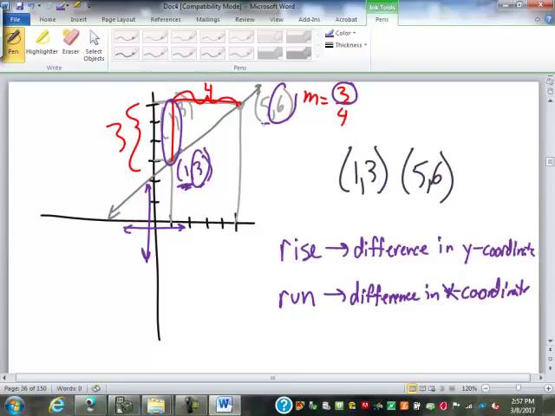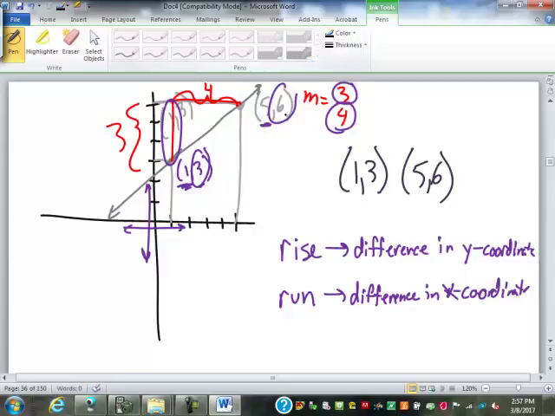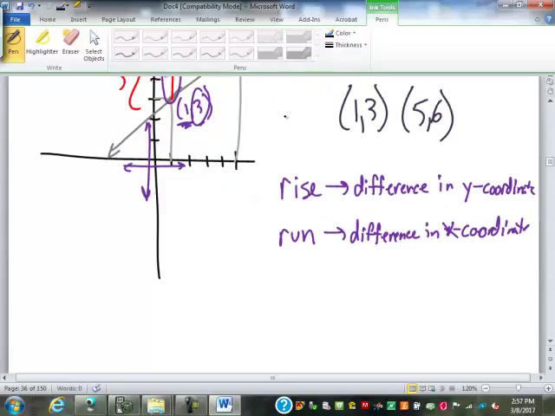Here we went from 1 to 5, which is a difference of 4. That's the 4 in our slope. So if I just have the points and I want to find the slope, remember m is our abbreviation for slope. To define the difference in the y coordinate, I'm going to write it like this: y2 minus y1.